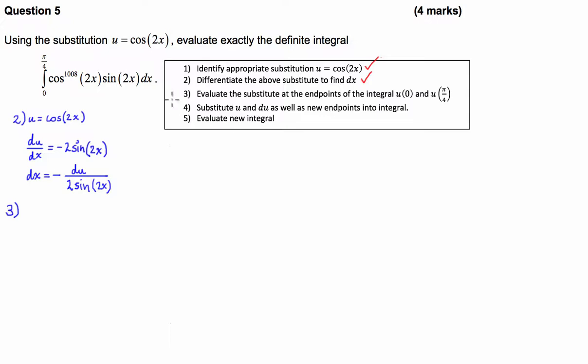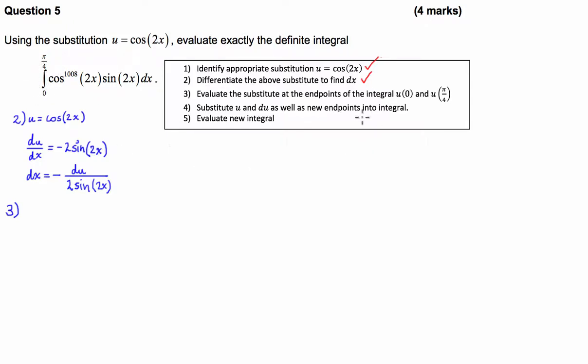Okay, in step 3, we're asked to evaluate the substitute at the endpoints of the integral, i.e. u of 0 and u of pi on 4. The reason we're doing this is because if we're going to substitute something into this problem, what we also need to do is figure out what the equivalent endpoints will be for this substitute.